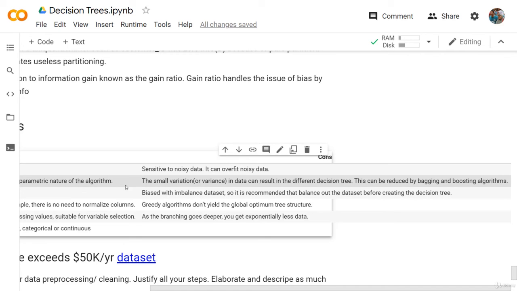Finally, the most important problem, or the most challenging problem in the decision tree, is that as the branching goes deeper, so as we increase the branching or increase the depth, you will get exponentially less data, and at the same time the running time for the algorithm will increase exponentially. So this is a very serious problem with the decision tree, and we solve these problems in different ways. We solve them by using ensemble learning. We solve them by trying to pre-process the data to avoid noisy data and outliers, and we try to use pruning, pre-pruning, and post-pruning.